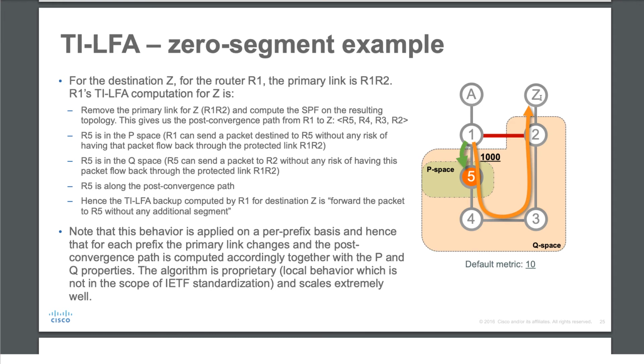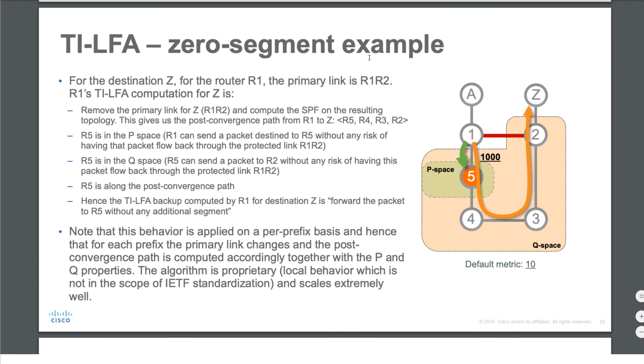So if you simply see the Z already in the Q space, and we said the Q space, the nodes which can reach our destination directly without having to rely on this failed link, are simply in the Q space. While there are some nodes which belong to the extended Q space also. Now in this case we are saying, hey, this is a 0 segment.